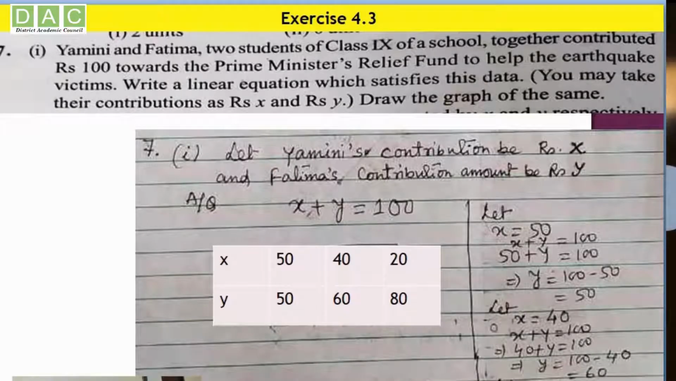Now students, exercise 4.3, question number 7.1. The question is: Jamini and Fatima, two students of class 9 of a school, together contributed rupees 100 towards the Prime Minister Relief Fund to help the earthquake victims. Write a linear equation which satisfies this data. You may take the contribution as rupees x and rupees y. Draw the graph of the same.